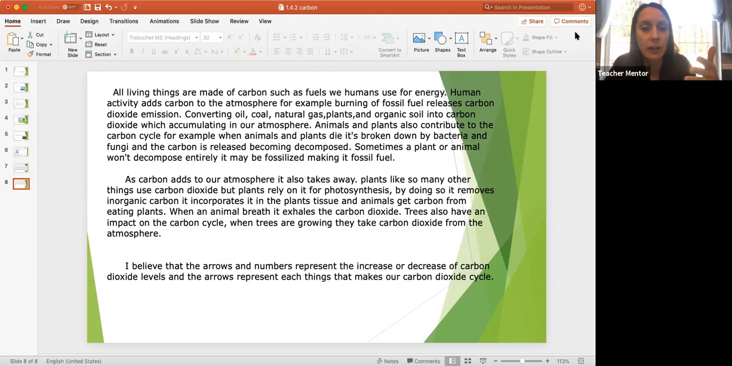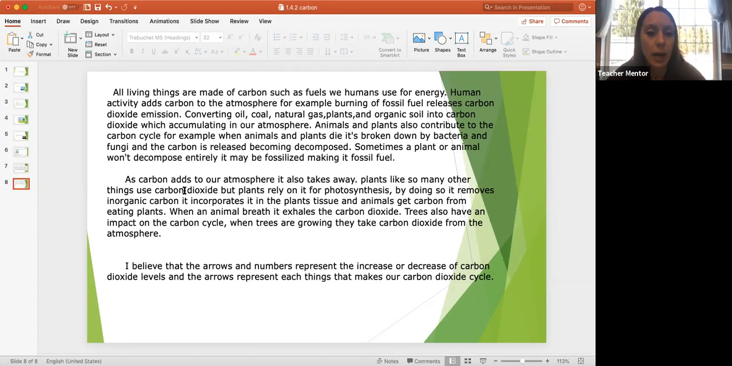So in that first paragraph, they explained three ways that carbon is added to our atmosphere. Okay, so they talked about the burning of fossil fuels, how fossil fuels are made, and the decomposition of plants. Pretty cool. They did a good job explaining the ways that carbon is being added to our atmosphere. Let's go to the second paragraph.